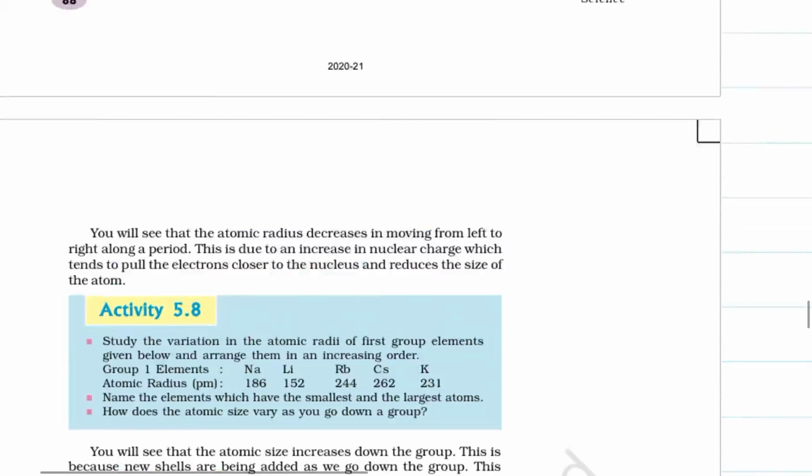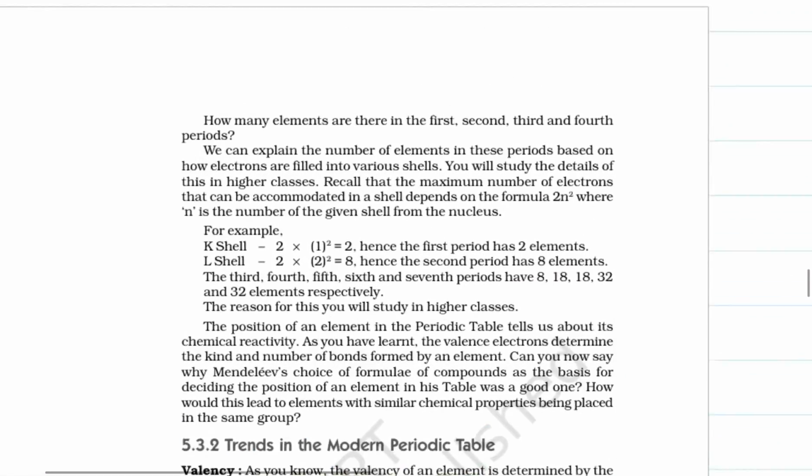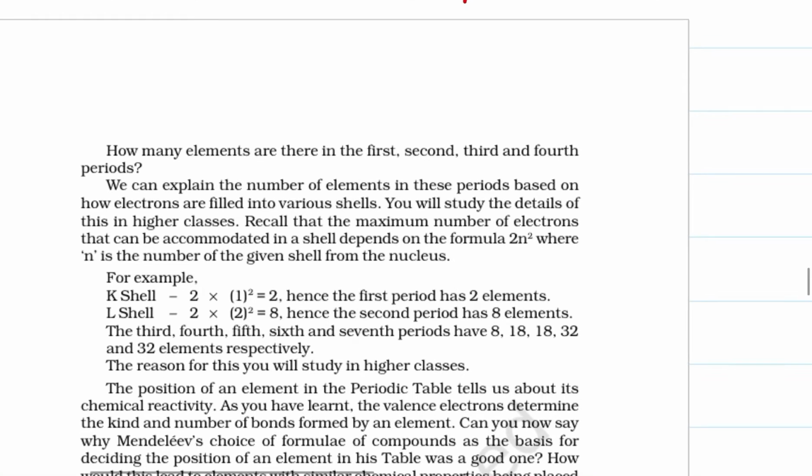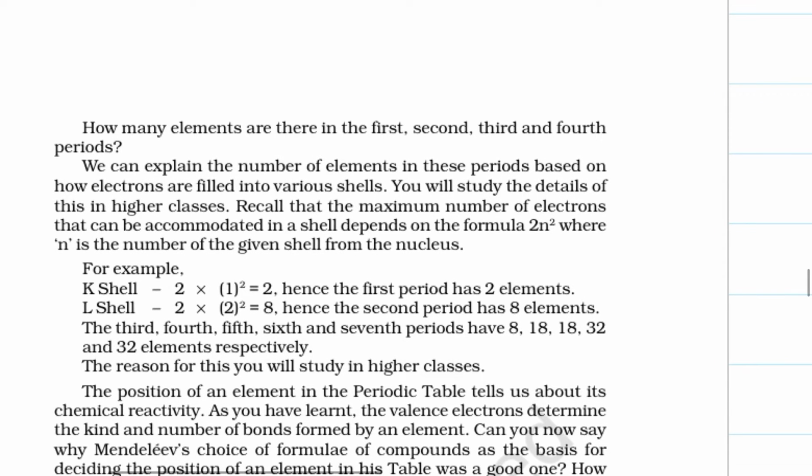Now, if you try to observe this, then you will easily be able to discuss that we can explain the number of elements in each period based on how electrons are filled into various shells. You will study the details in higher classes.